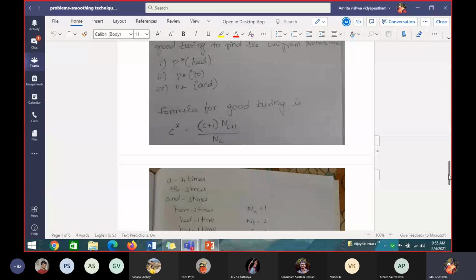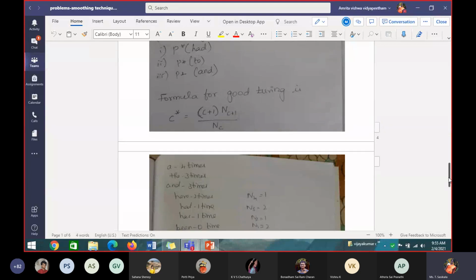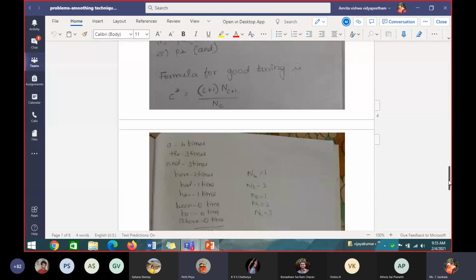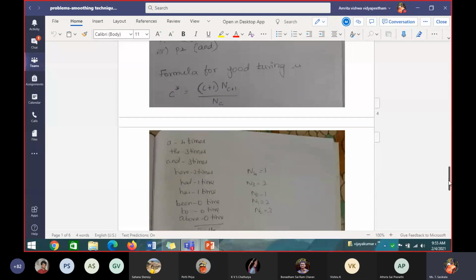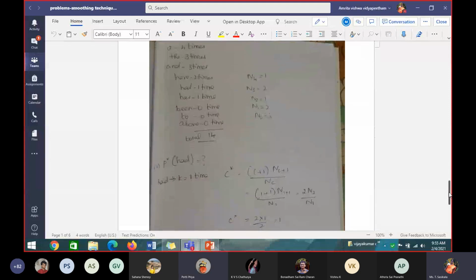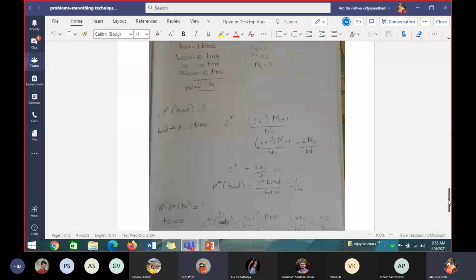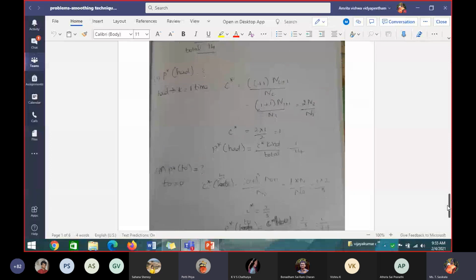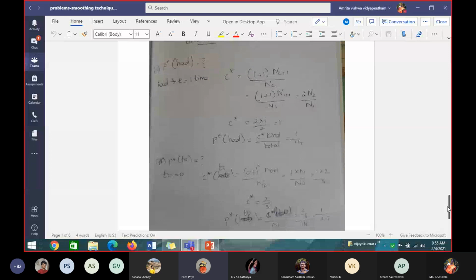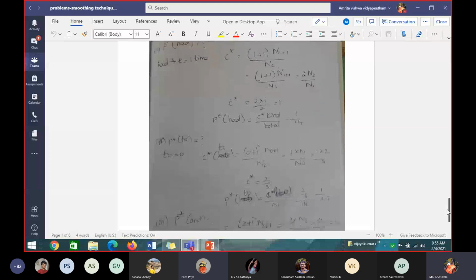So 2 was occurring how many times? Can you tell me the C value for 2? 0. Okay. So substitute 0 in this Good Turing formula. What will you get? 1 N1 by N0. Yes or no? So for 0 words, which count will I use? C star is equal to 2 by 3. So P star is equal to 1 by 21. Yeah, that is the probability.